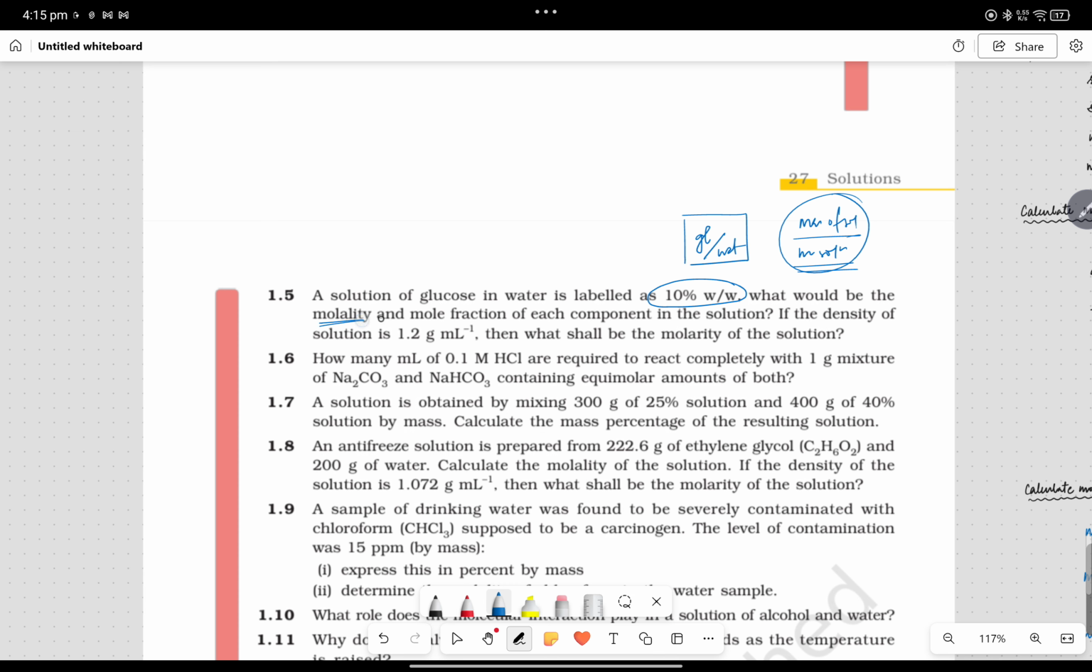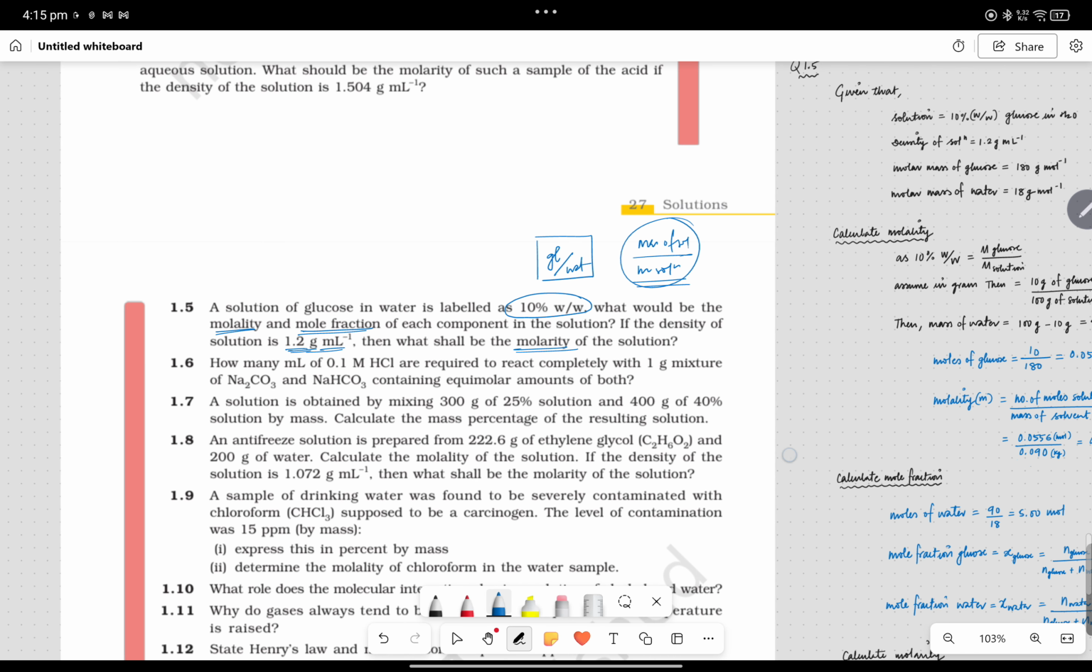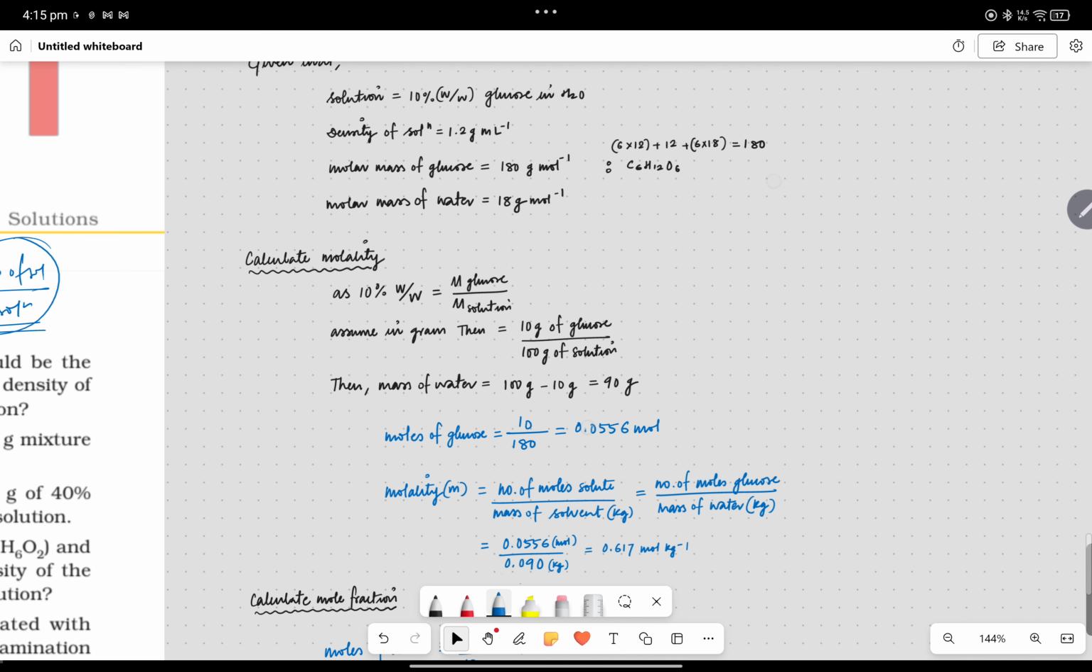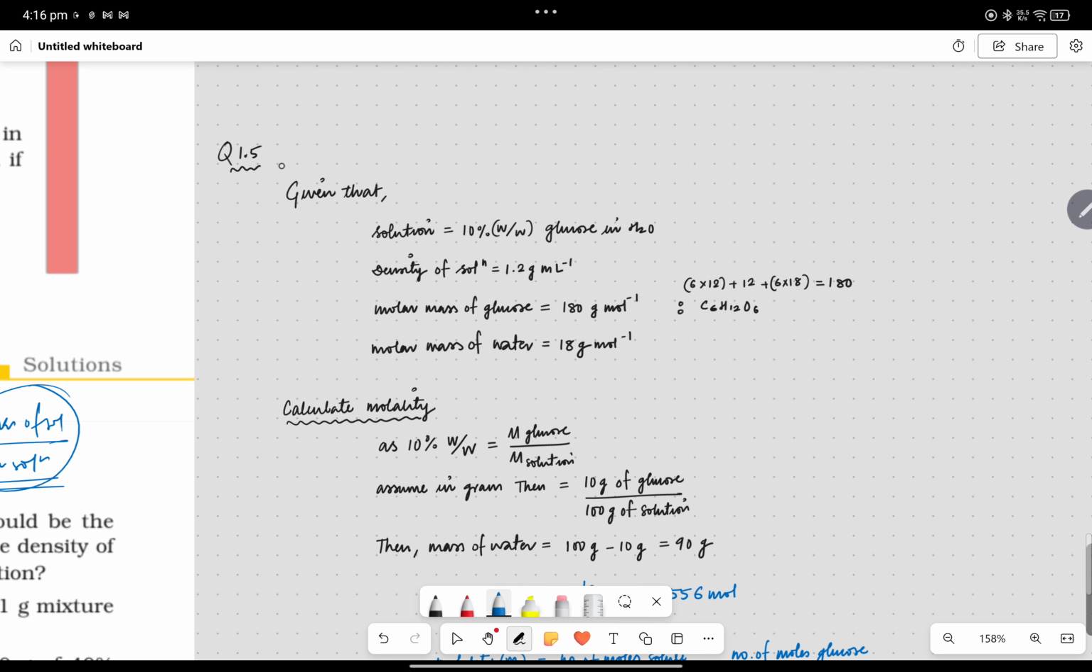Molality we have to find first, and then mole fraction. And the density of the solution is 1.2, so once density is asked, then he is going to ask the molarity. So density is this, then what would be the molarity, right? So you have to find molality, mole fraction, and molarity. Now let's see the answer, how you have to write this if this question came in your exam.